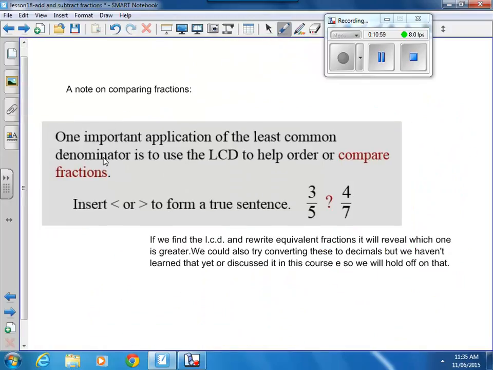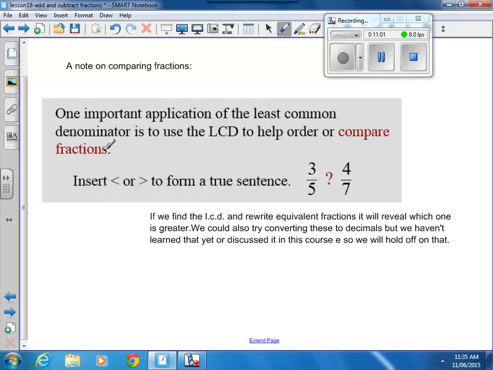All right. Another really important component of the LCD is that it helps you compare fractions to know which one's larger. So, when I look at 3/5 and 4/7, I don't instantaneously know which one's larger unless I convert them to decimals, which we haven't even talked about yet. That's later on in the year. So converting these to decimals is an option, but not yet. So one important application of the least common denominator is to help us compare fractions.